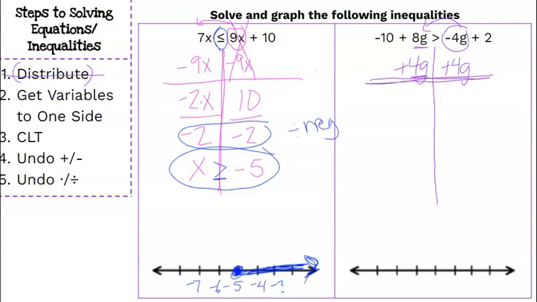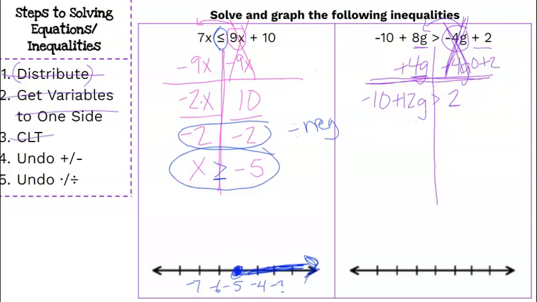So when I simplify this, -10 just comes down. 8g plus 4g is 12g, is greater than -4g plus 4g, that makes 0, but we still have this plus 2. And since I'm bringing it down, since there's no longer anything to be adding to it, it's really 0 plus 2, because when this 4g cancels out, it becomes 0. So 0 plus 2 is just 2.